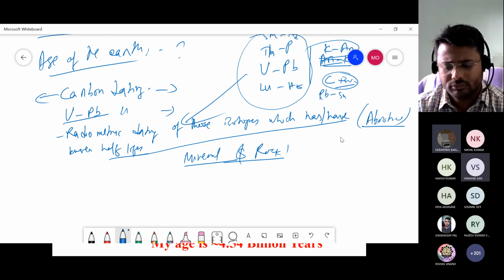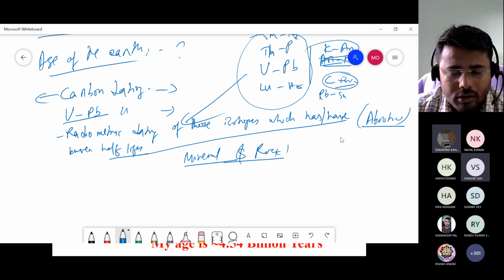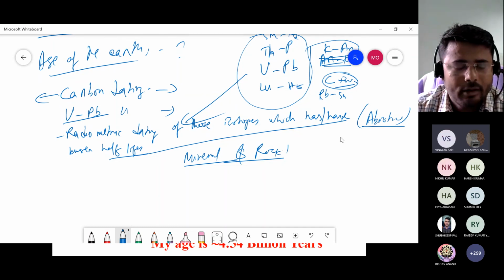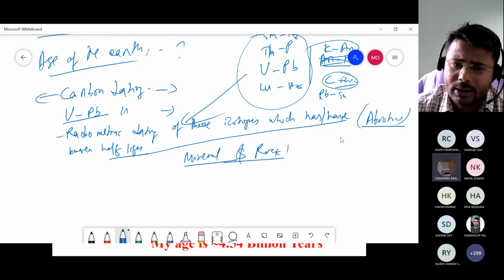Sir, rock is one type of raw material, and rock contains minerals, something from which we can extract minerals. The rocks are byproducts of minerals. Okay, someone else?